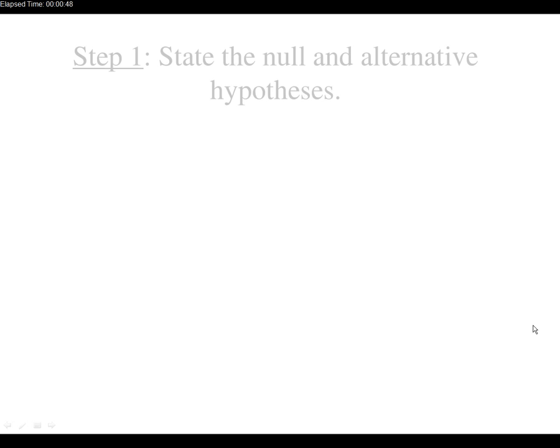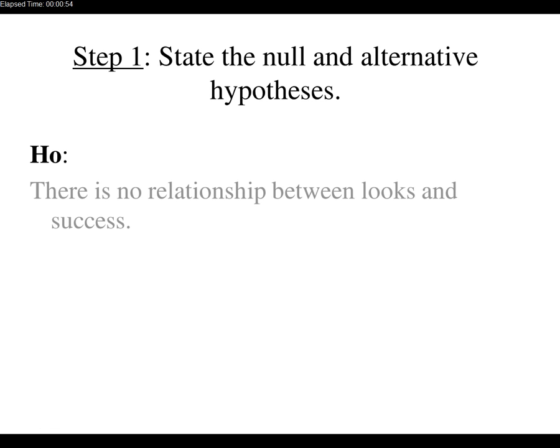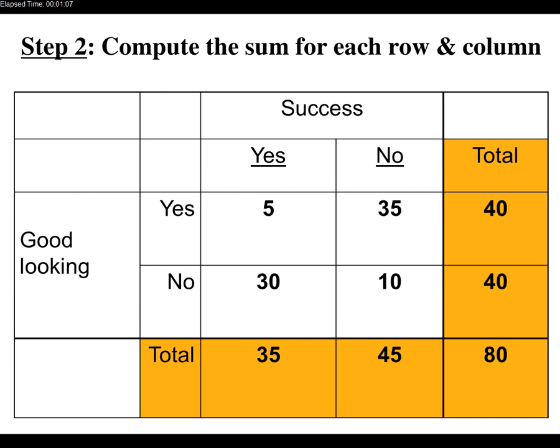Real quickly, step one is we state the null and alternative hypothesis. The null hypothesis is there is no relationship between good looks and success. The alternative hypothesis is that there is a relationship between how good you look and how successful you are. So let's take step two.